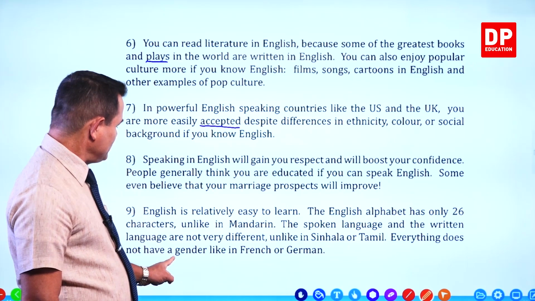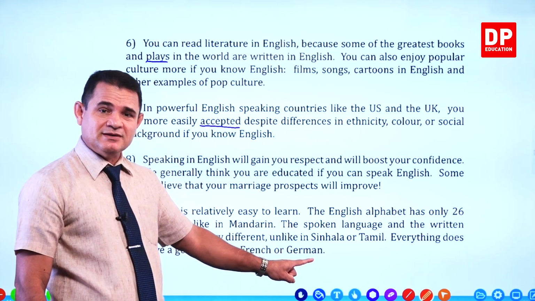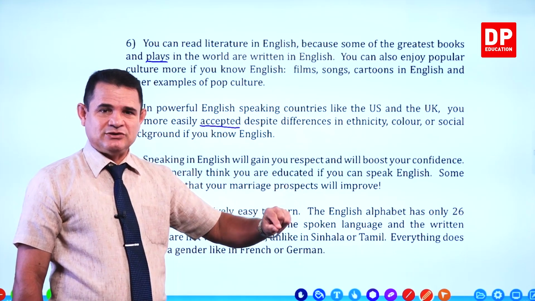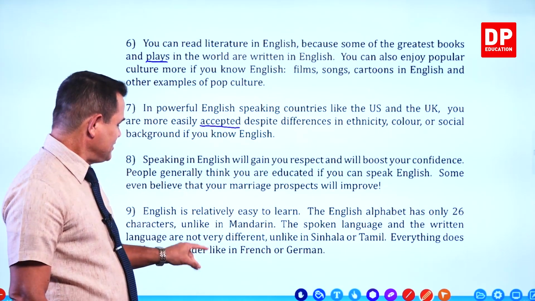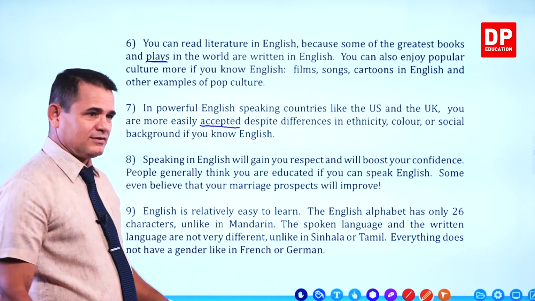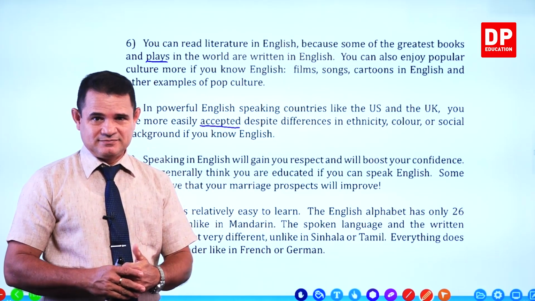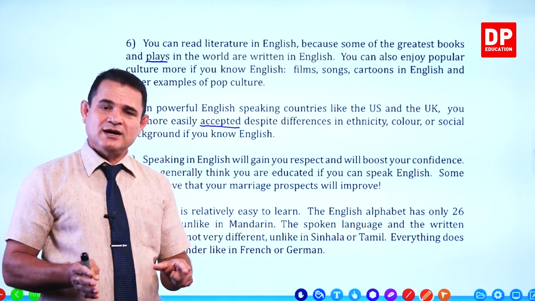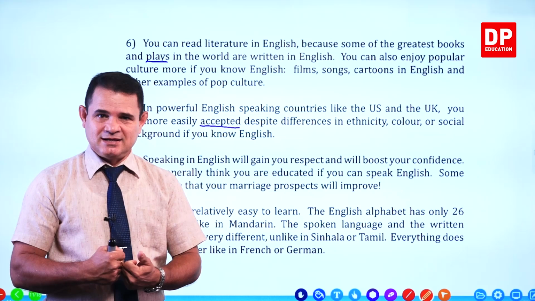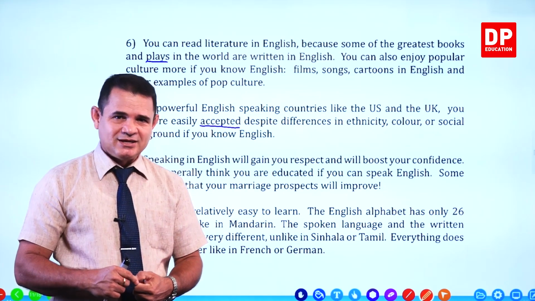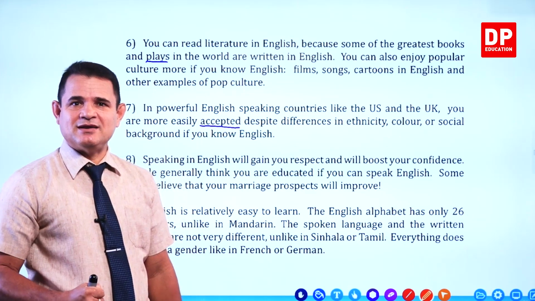Everything does not have a gender, like in French or German. In French and German, they have gender: masculine, feminine, strilinga, purushalinga, and ඒ වගේ තියෙනවනේ. එහෙම නෑ. In English, everything does not have. හැමදේම එහෙම නෑ. So then there are a lot of easy points in English language. ඒතකොට ඉංග්‍රීසි භාෂාවේ බලනකොට ගොඩාක් පහසු තැන් තියෙනවා when you compare with the other languages. අනිත් භාෂාවල් එක්ක සංසන්දනය කරලා බලනකොට. So learning English is actually easy. Only thing that you need is try. පොඩ්ඩක් try කරලා බලන්න. You can do it.